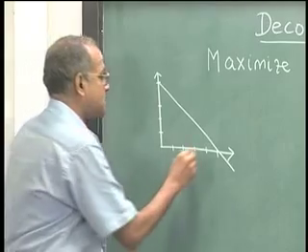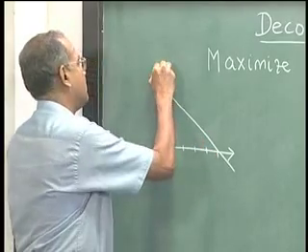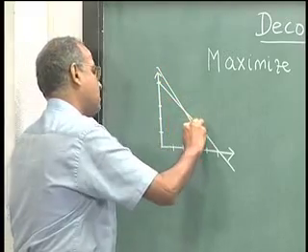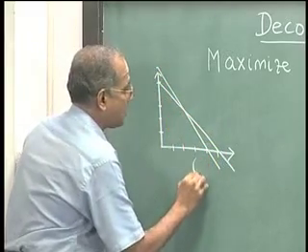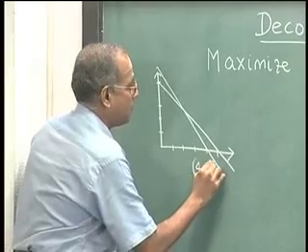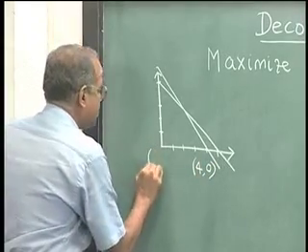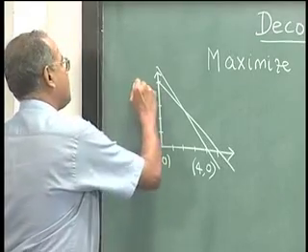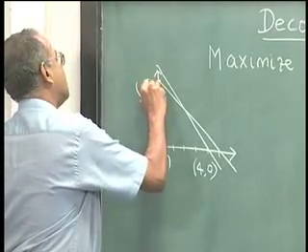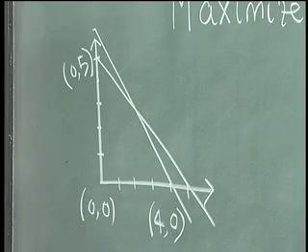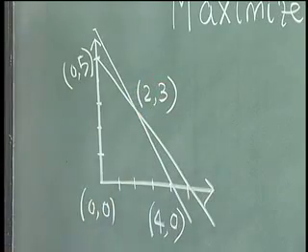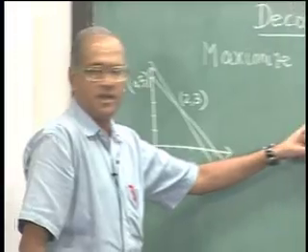Now 3x1 plus 2x2 equal to 12 will look like this. So this is a corner point 4 comma 0, this is the corner point 0 comma 0, this is the corner point 0 comma 5, and this will be the corner point 2 comma 3. So these are the 4 corner points associated with this.